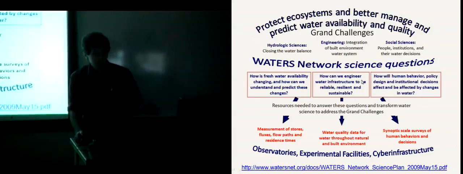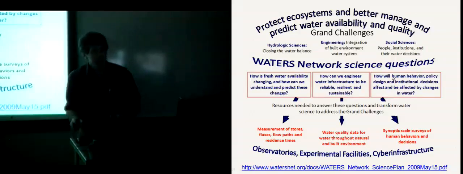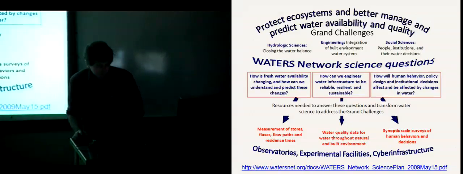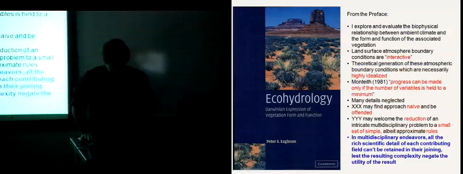How can we engineer water infrastructure to be reliable, resilient, and sustainable? A lot of the work of us in the Water Lab and engineering will be working on that. And then, how will human behavior, policy design, and institutional decisions affect and be affected by the changes? I'll go through an example later today that gets into how human behavior is altering the hydrologic cycle and how we might model that. Then with the Waters Network, we're looking at the observations and resources that would be needed to answer those questions.